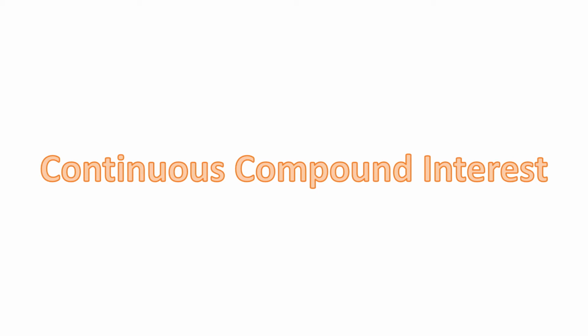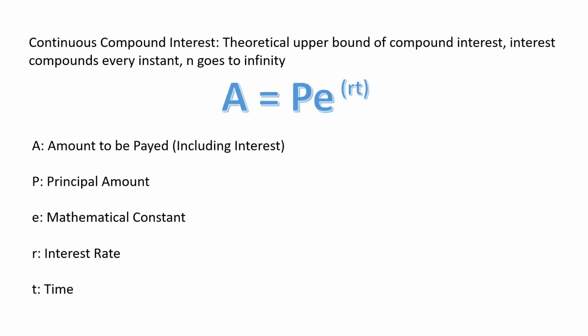What is continuous compound interest? Well, continuous compound interest is probably the most difficult type of interest to understand, but I'll start by defining it. Continuous compound interest is the theoretical upper bound of compound interest. What I mean by that is that with continuous compound interest, the interest is compounding constantly.